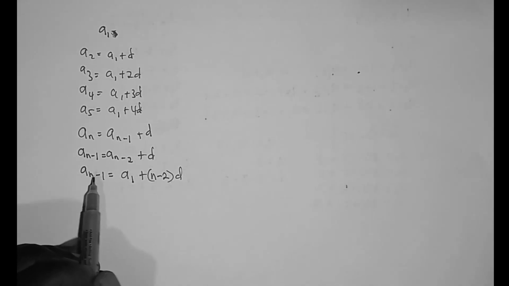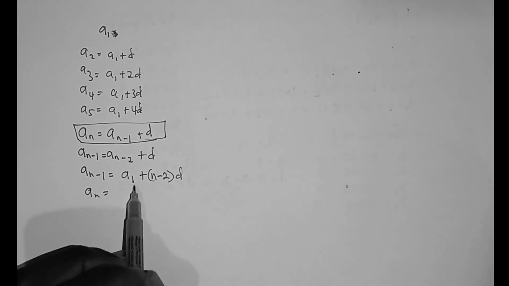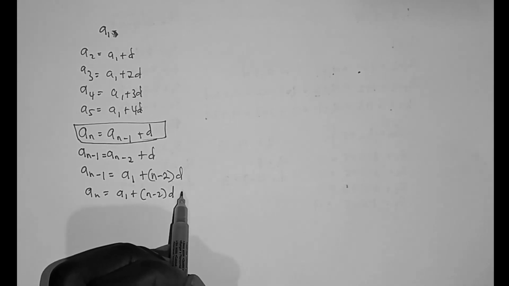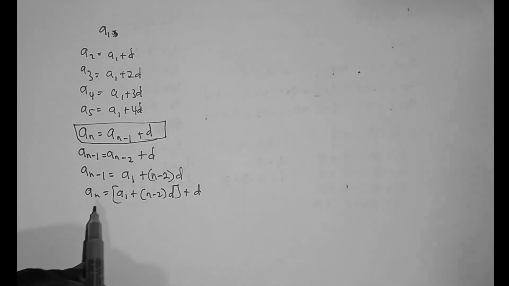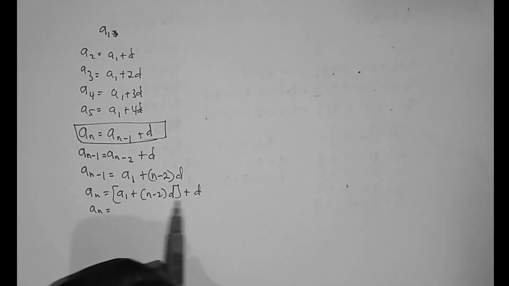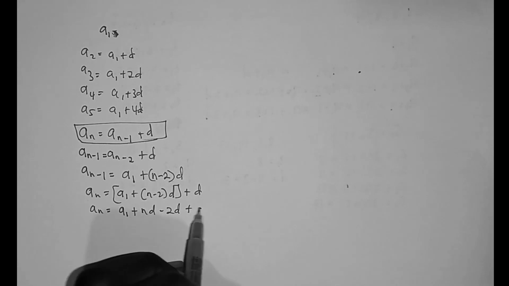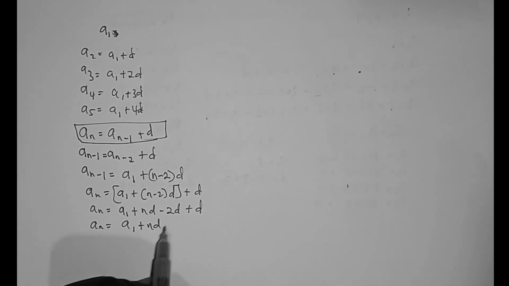So if this is the last but one term, then what is the last term? The last term an is the last but one term plus the common difference, as we have established in this case. So this is equal to the last but one term, which is A1 plus (n minus 2)d, then plus the common difference, plus d. So an is equal to, removing the bracket, A1 plus nd minus 2d plus d. So an is equal to A1 plus nd minus 2d plus d, which will become minus d.